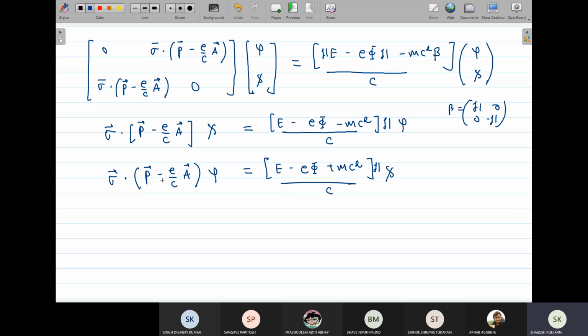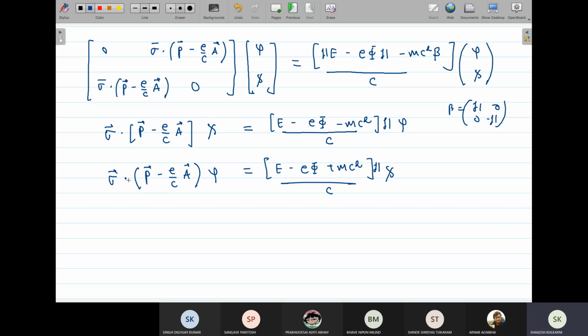Fine. So from this you can easily derive the expression for phi. Now what you will do, you write this for chi and substitute here. So what I am going to get, chi will be c times sigma dot p minus e by c a, divided by this factor. And I will substitute here.